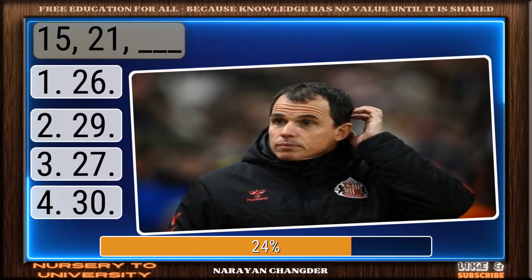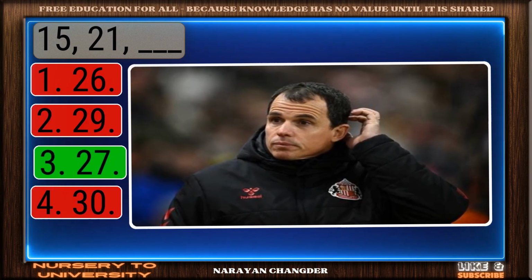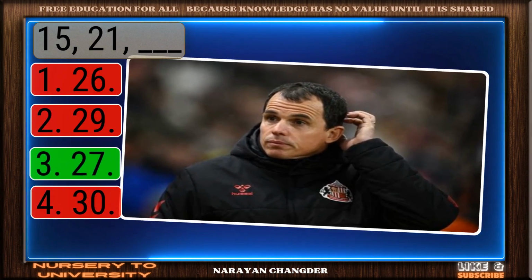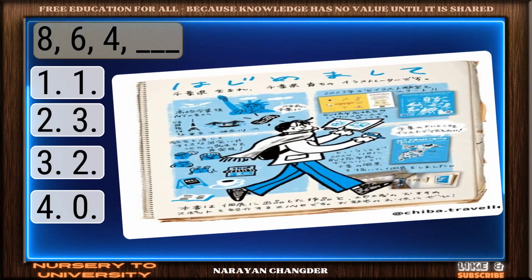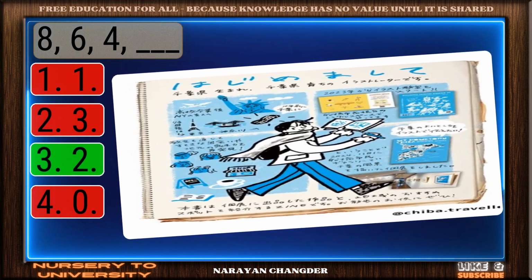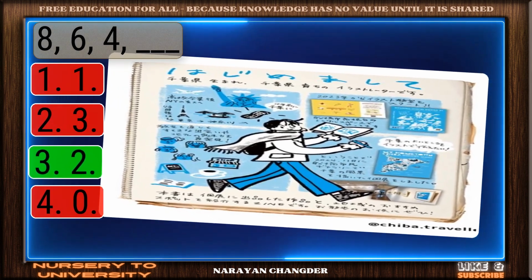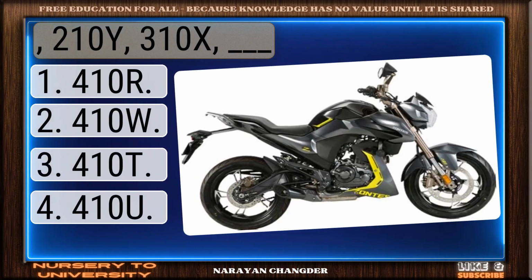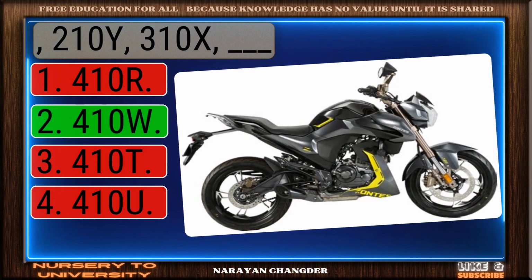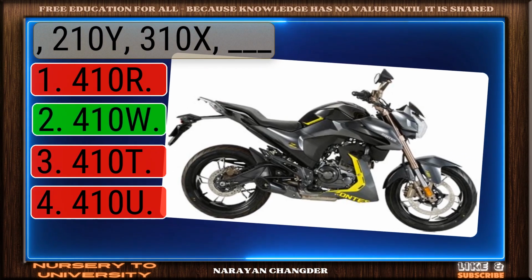1521 dash. Nice selection. 27 is the correct and valid answer. 864 dash. Perfect. 2 is the correct choice. We 3 then chen x dash. Well done. 400 W is the right choice.